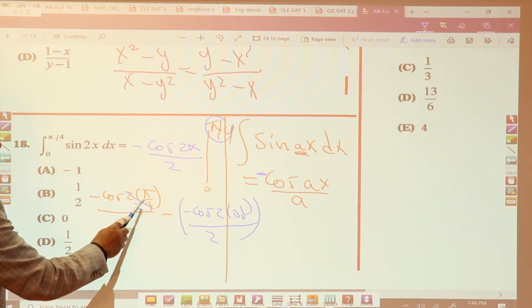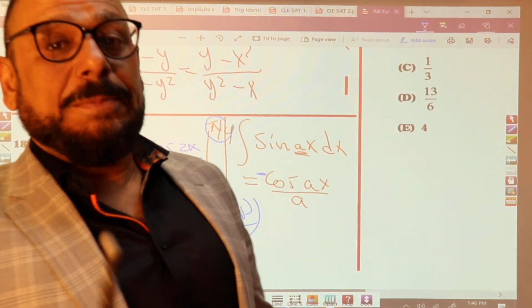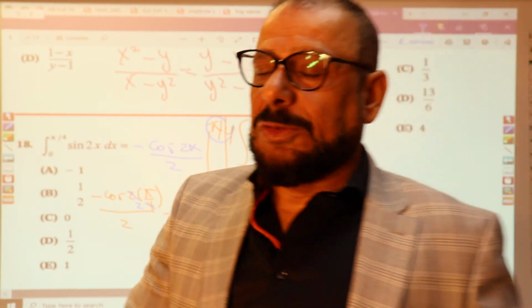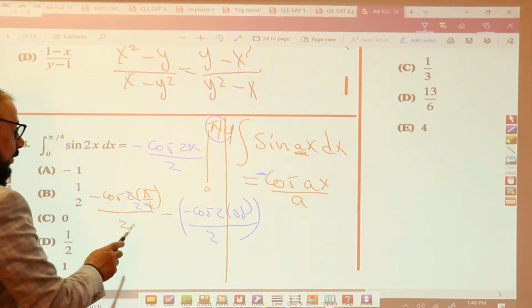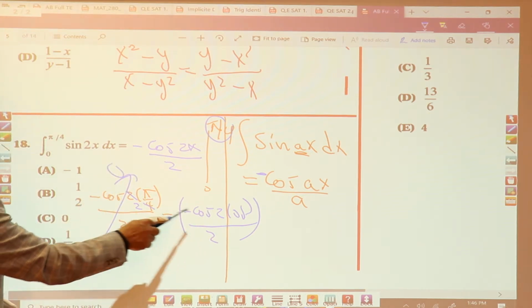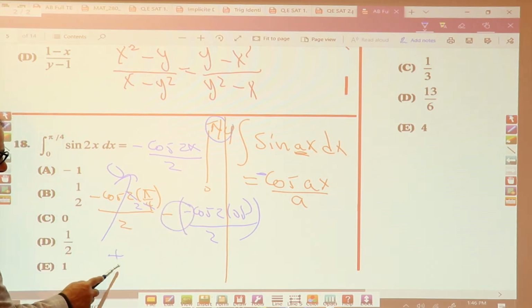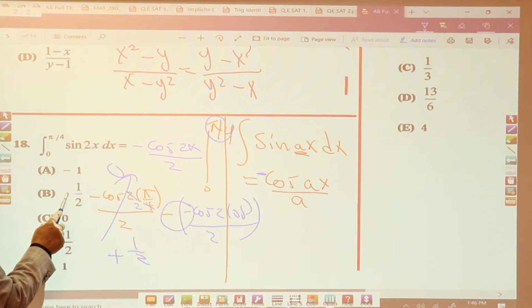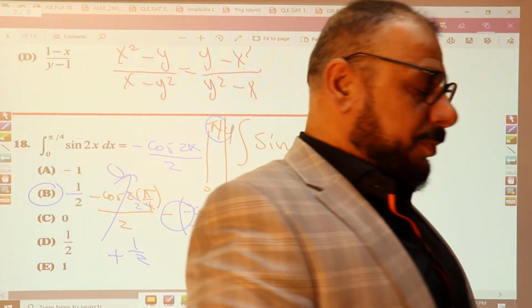This 2 and this 2, the cosine becomes cosine pi over 2. Cosine pi over 2 is what? 0. Now this will be 0. And cosine 0 is 1, but we have negative and negative, so plus 1 over 2. The answer is B.